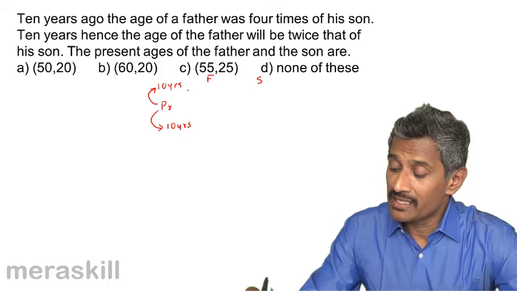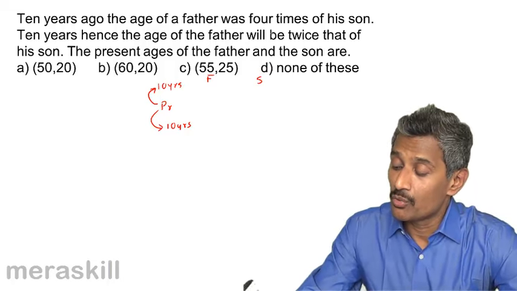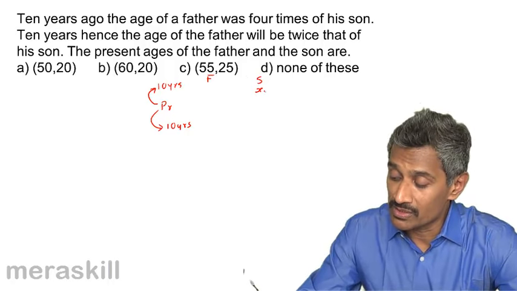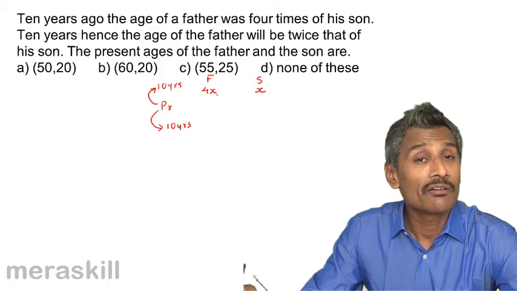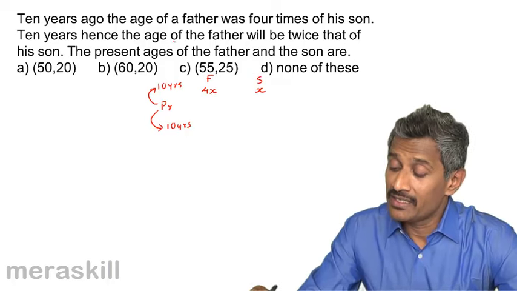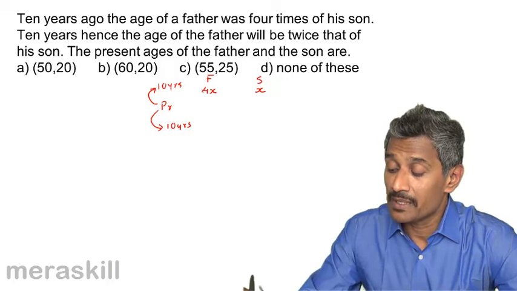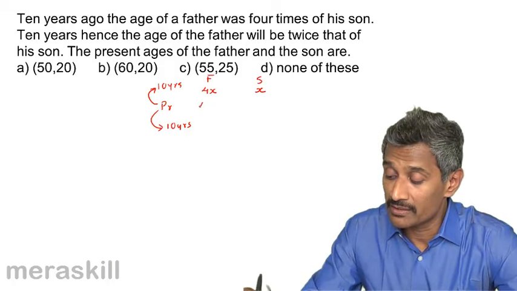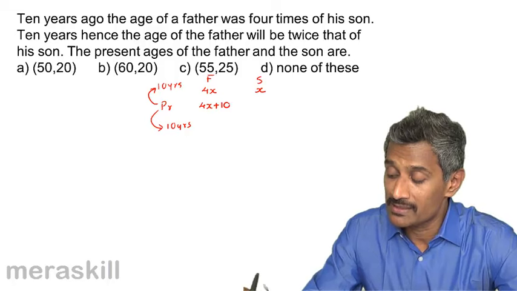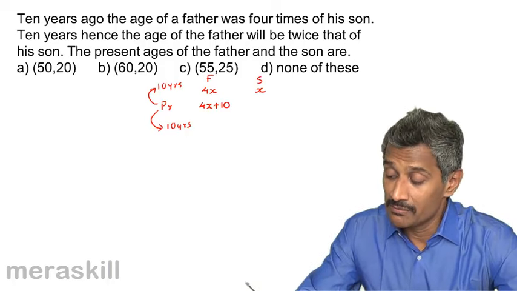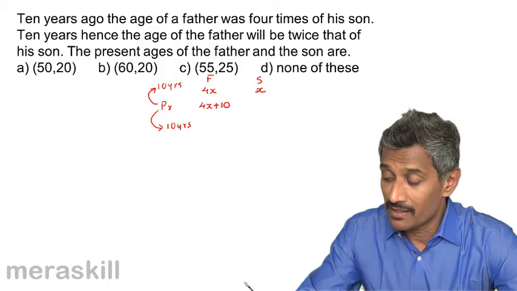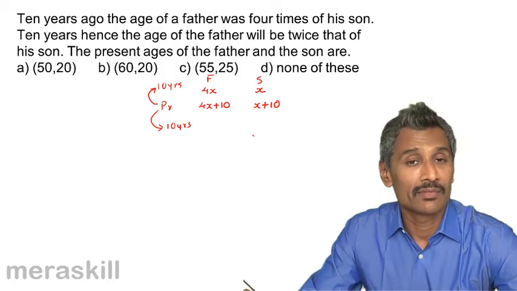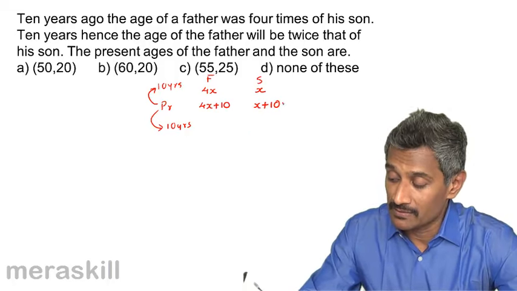Okay. 10 years ago, father's age was 4 times that of his son. That means suppose son's age was x, father's age would have been 4x years. Currently, the father's age, 10 years ago it was 4x, so currently the father's age is going to be 4x plus 10. Similarly, 10 years ago if the son's age was x, today the son's age is going to be x plus 10. This will be helping us to find the final answer.